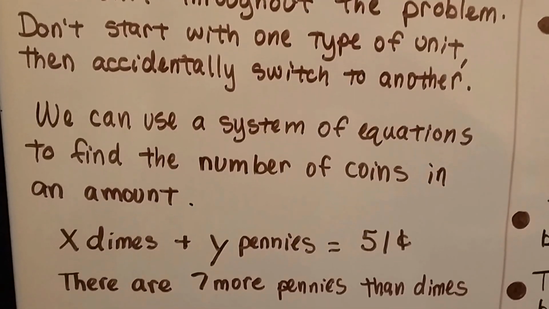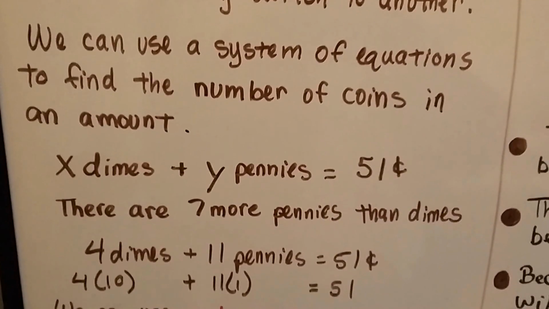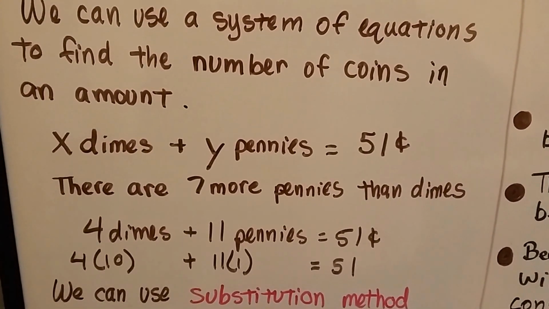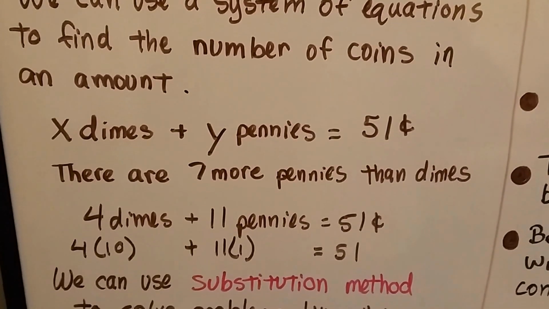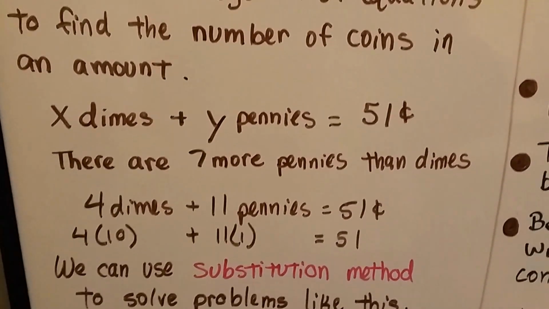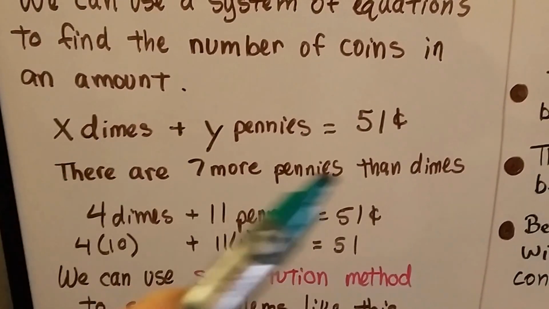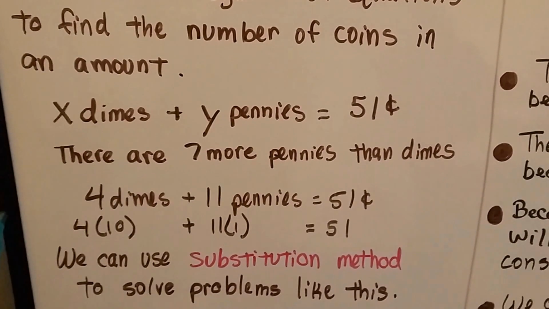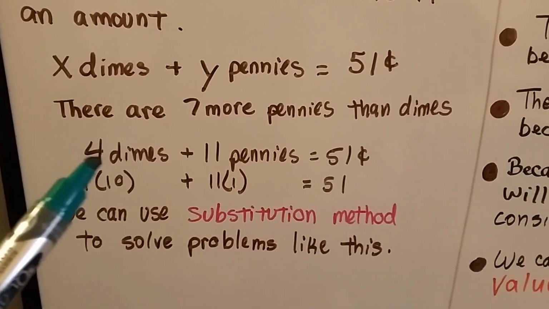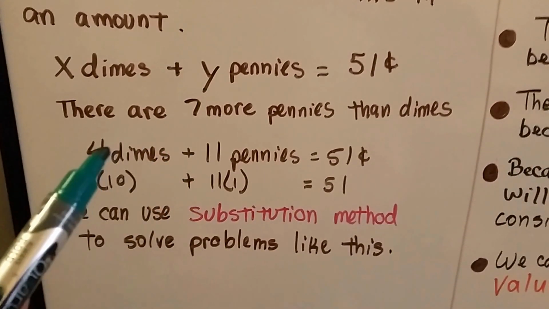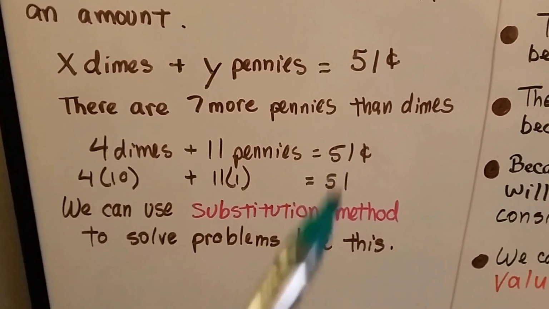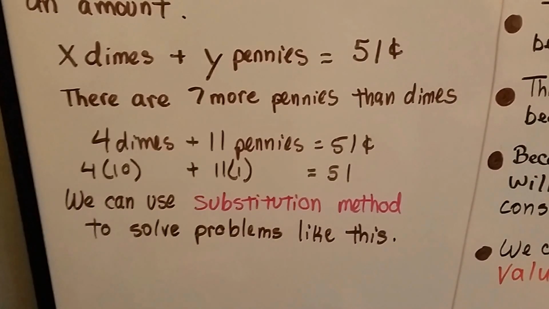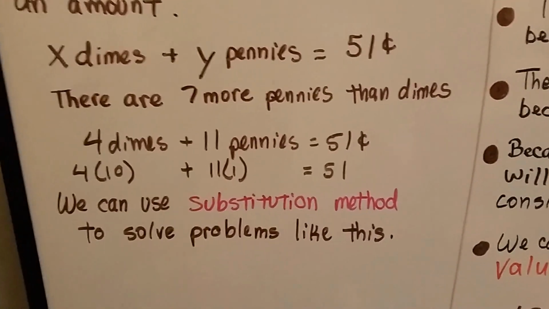So we can use a system of equations to find the number of coins in an amount. If you have an X amount of dimes and Y amount of pennies and it equals 51 cents, we can try to figure out how many dimes and pennies we have. Now you may want to think that you've got 5 dimes and 1 penny, but what if it says there's 7 more pennies than dimes? Well, then we'd have 4 dimes and 11 pennies, because 11 is 7 more than 4, isn't it? Then that would be 51 cents. Well, we can actually solve problems like this using the substitution method.